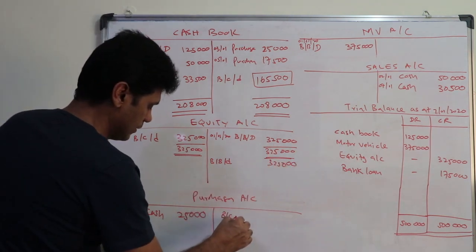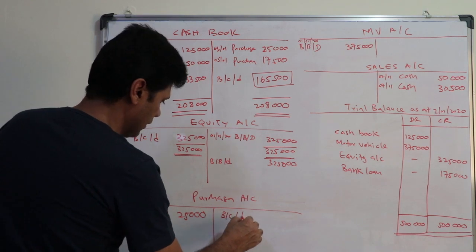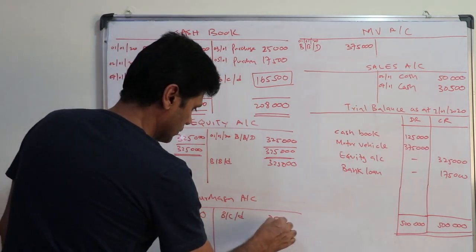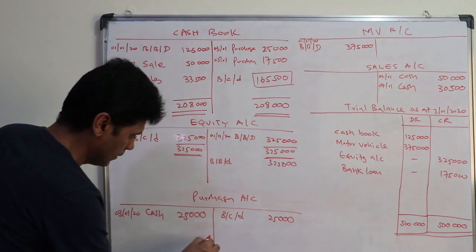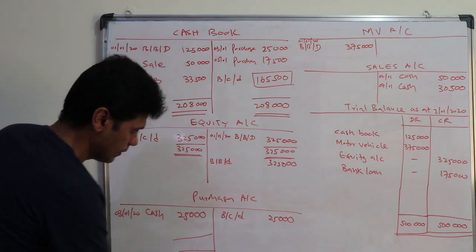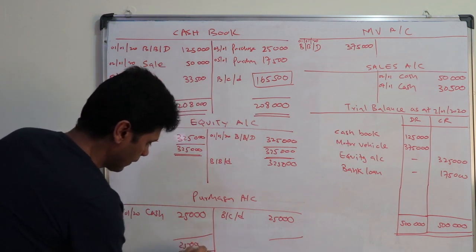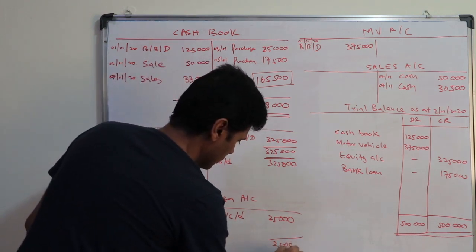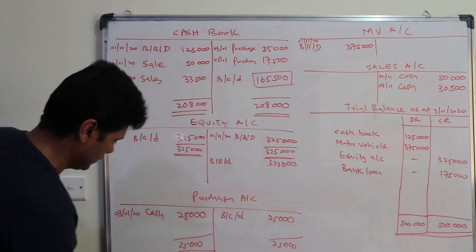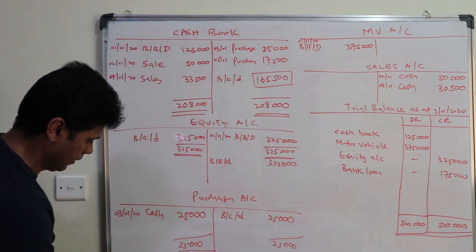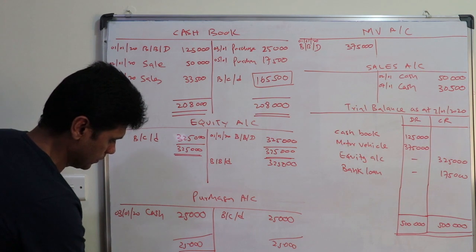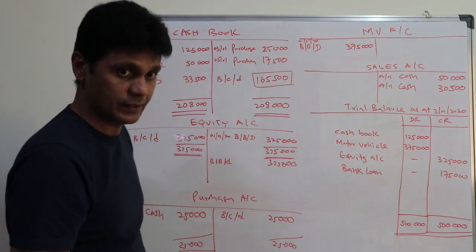Balance carried down 25,000. Then 25,000. So balance brought down 25,000. Is that right?